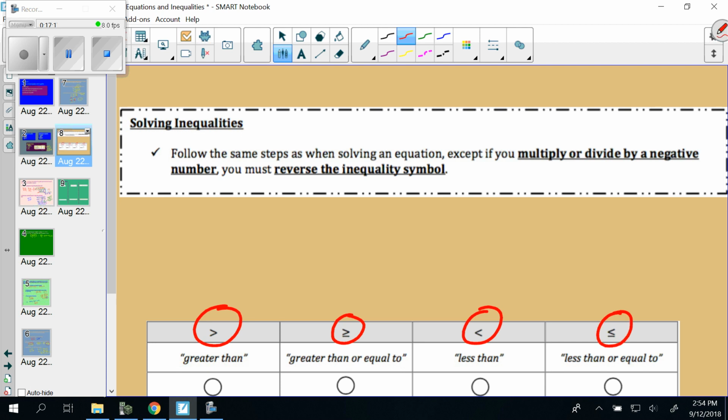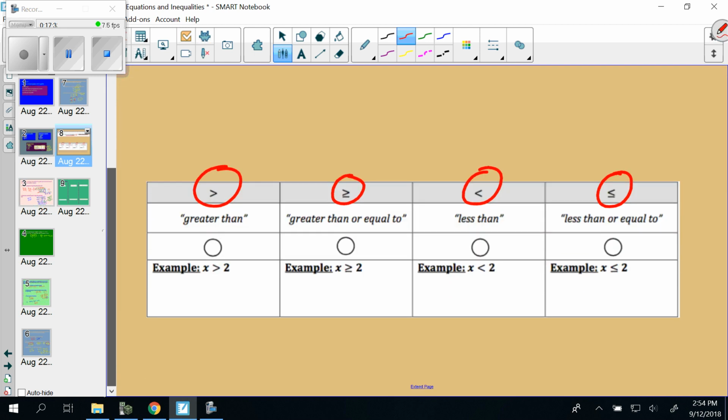When solving any of these inequalities, you solve it just like an equation, except if you multiply or divide by a negative number. Then you must reverse the inequality symbol when solving. Okay. Some other stuff that you should know when graphing these, anytime you have greater than, like here's an example, x greater than 2, you want to use an open circle to graph that.